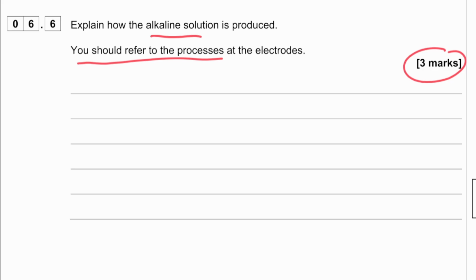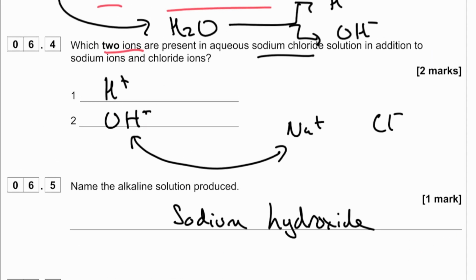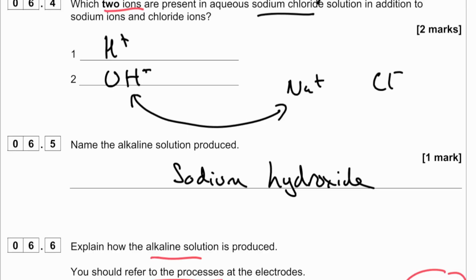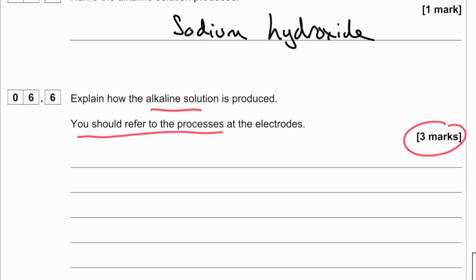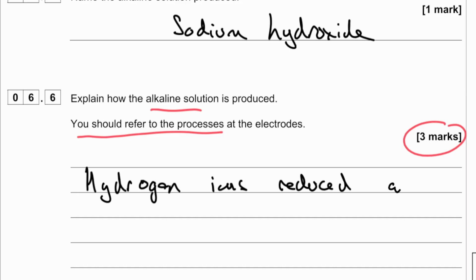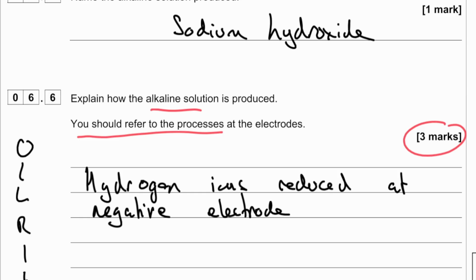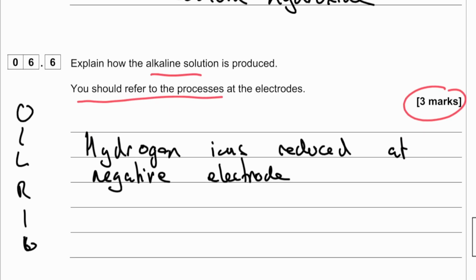So at the negative electrode, essentially what's going to happen? Well, the negative electrode is going to attract the positive ions. The positive ions we've got are the hydrogen ion and also the sodium ion. But we know that the alkaline solution is produced. So what's going to happen at the negative electrode is the hydrogen ions are going to be reduced. Remember we say reduced because they gain electrons. Remember OIL RIG, oxidation is loss, reduction is gain of electrons. So whenever we gain electrons, we say that the ions have been reduced. So hydrogen ions are reduced at the negative electrode to form hydrogen. So there's now no longer any hydrogen ions left.